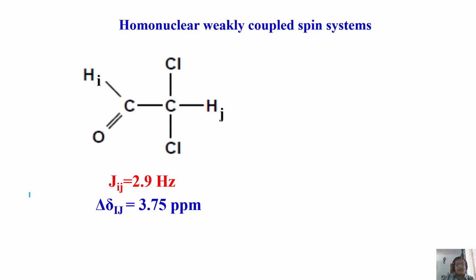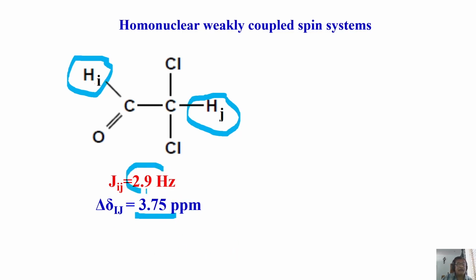Consider a molecule like this. This proton and this proton, the chemical shift separation is 3.75 ppm. When it is expressed in ppm, you know how to convert to frequency. Let us say I am recording the spectrum at 500 megahertz. For purpose of calculation, let us make it 4. Easy to multiply. 4 into 500 is 2000 hertz. What is the J coupling? 2.9. 2000 by 3, let us take it 3. 2000 by 3, close to 600. That means the very weakly coupled spin system.